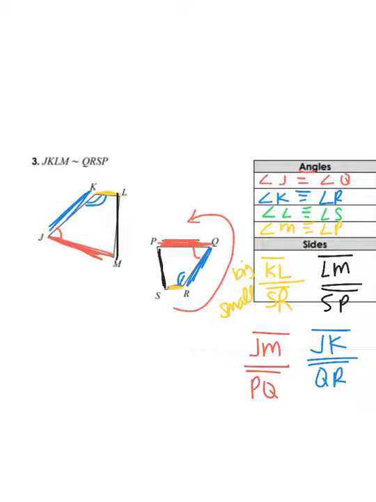Start with the side that most obviously matches up and then just work your way around the shape. I find that's the easiest way to not get yourself confused.